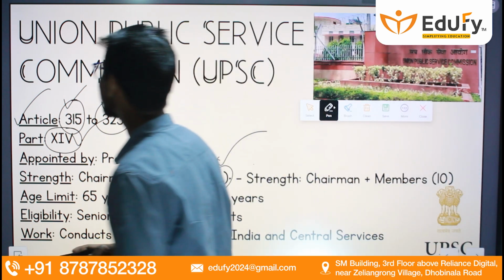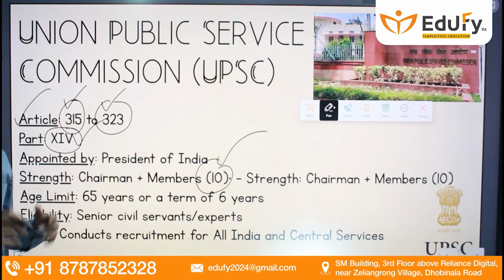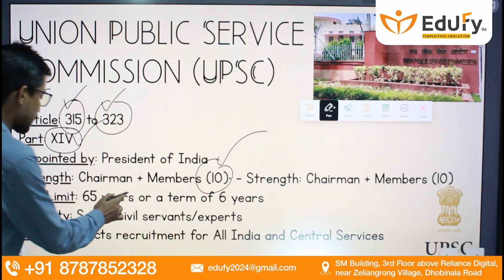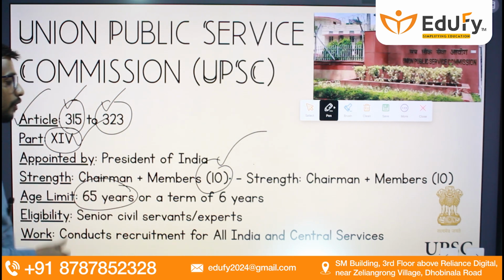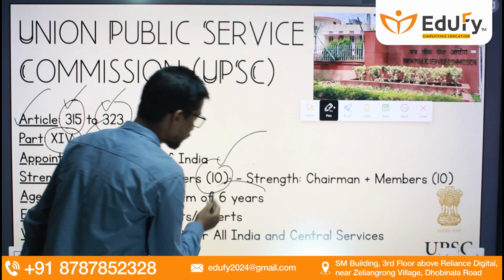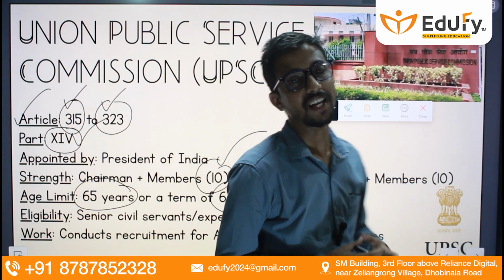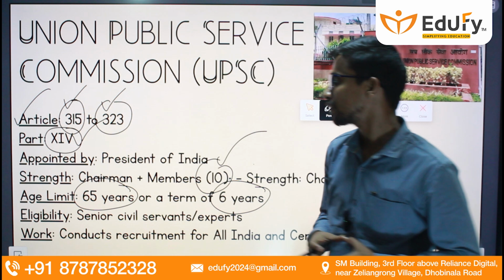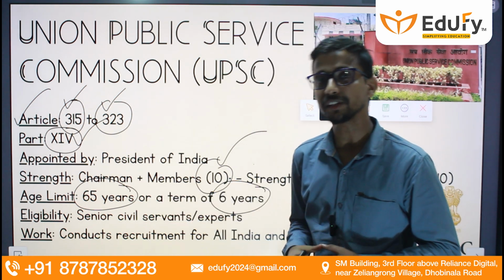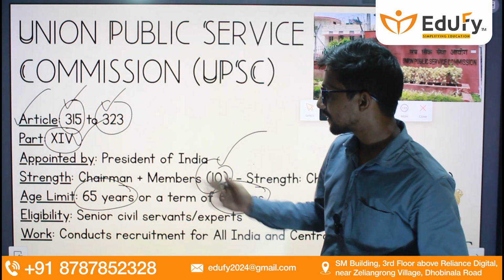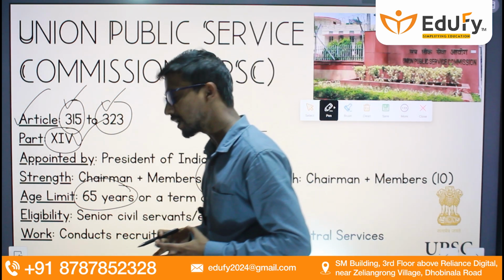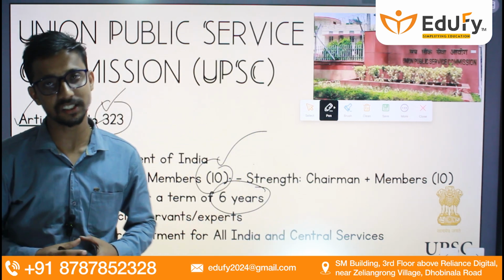Now, if you want to be the chairperson of the UPSC, the upper age limit is 65 years, or a term of 6 years, whichever is earlier. Suppose you are joining at the age of 62 years. So by 65 years, you are required to resign. That is, you automatically resign after you attain the age of 65 years.